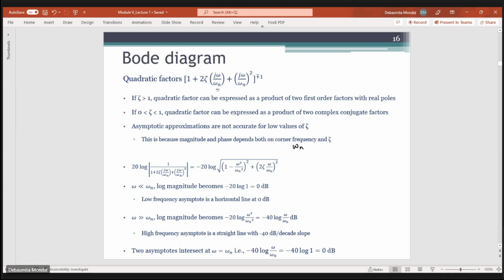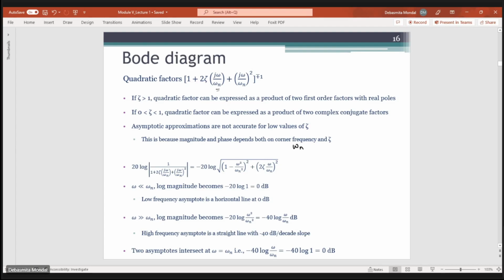And at high frequency, that is omega greater than omega n, the log magnitude becomes, so this 1 can be ignored. Okay, so we can approximate this expression as minus 20 log omega square by omega n square, which can be written as minus 40 log omega by omega n dB, right? So that means the higher frequency asymptote is a straight line with a slope of minus 40 dB per decade.